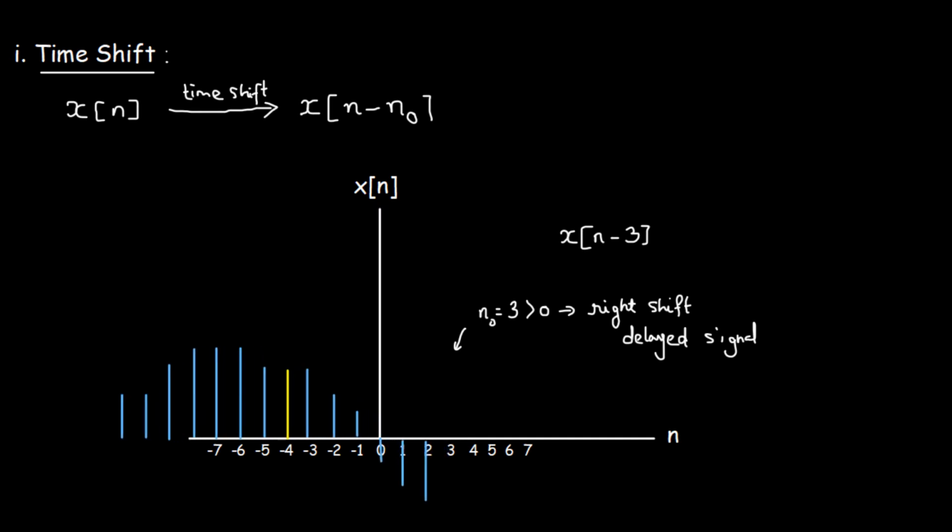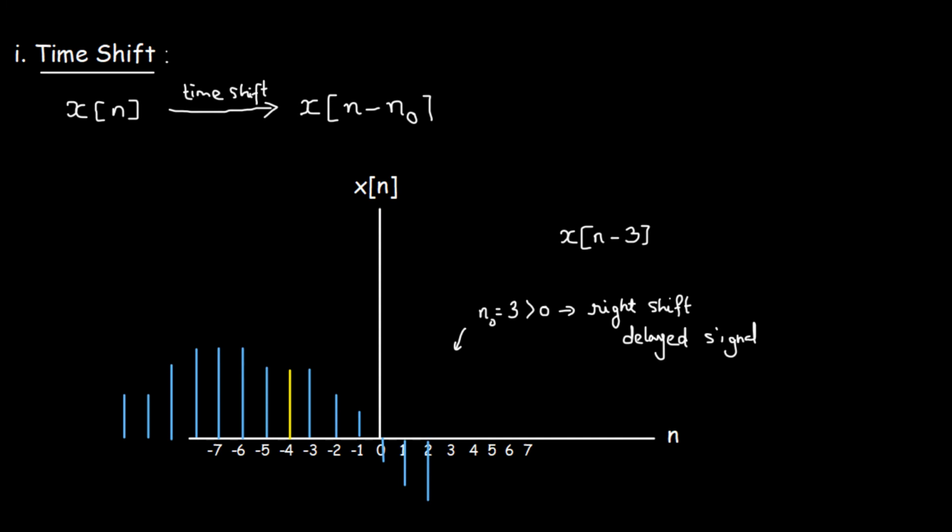And finally we do a shift by another 1 unit, so that the final position of the signal is at n equals -4. So this is actually the value of n naught. So here we have n naught equals -4. So we do a shift.